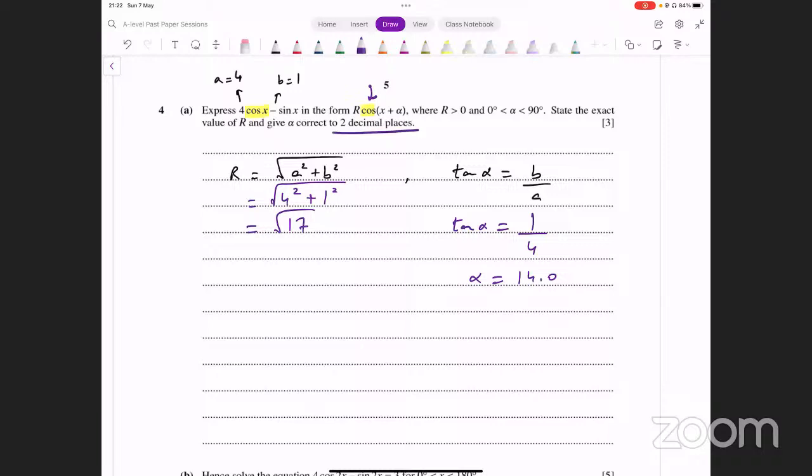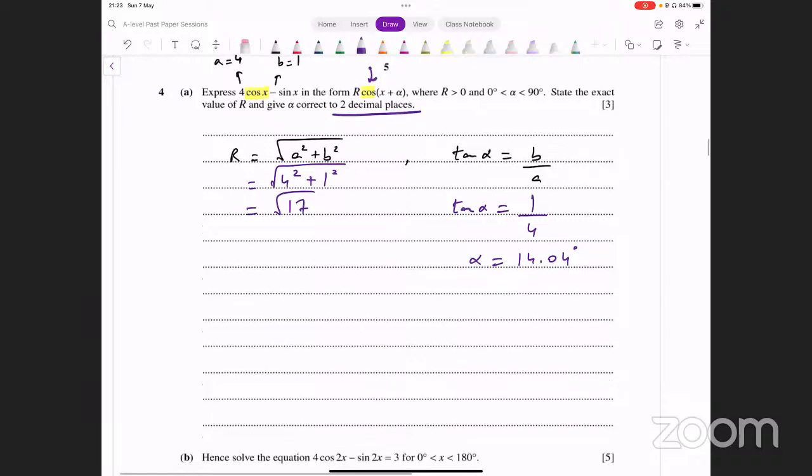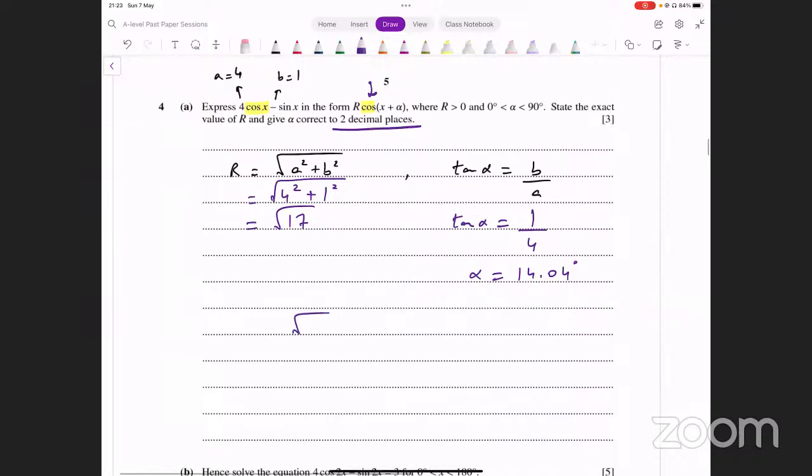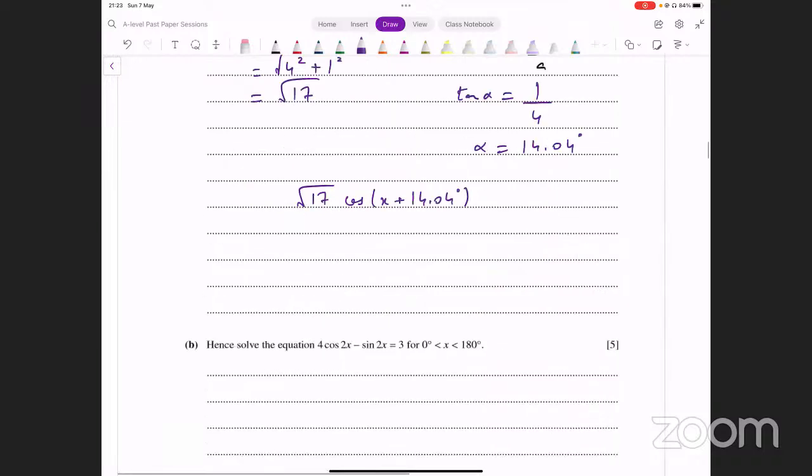14.036, but you have to have your answer to 2 decimal places. So उसको round off करके क्या लिखोगे, 14.04 degrees. ठीक है, अगर इसमें आपने सही तरह से round off नहीं किया, you will lose 1 mark. So what's your final form then, it's square root of 17 into cos of x plus alpha. So that's x plus 14.04 degrees. That's what we were looking for here. ठीक हो गया? Let's move on to the second part.